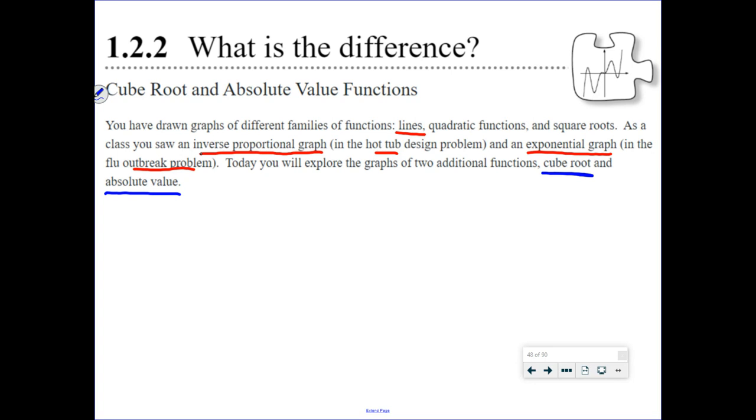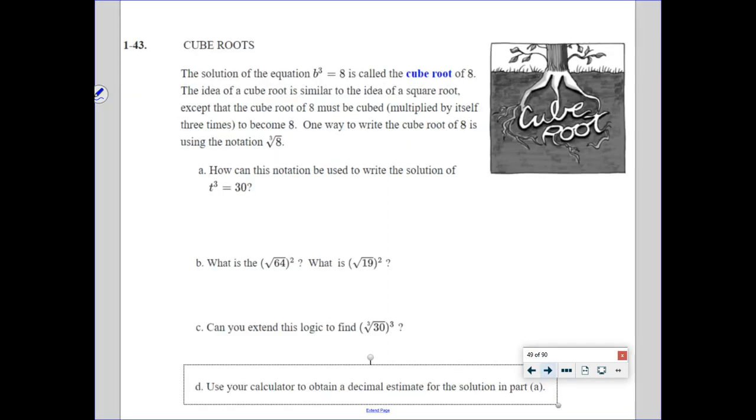Okay? So let's explore cubed root. Now I'll be honest, this next problem is a little confusing, which is why we're doing it here in class. And so please make sure you stick with me. Okay, here we go. Cubed root. The solution to the equation b to the 3rd power equals 8 is called a cube root of 8. The idea of a cube root is similar to the idea of a square root, except that the cube root of 8 must be cubed. In other words, multiplied by itself 3 times to become 8.